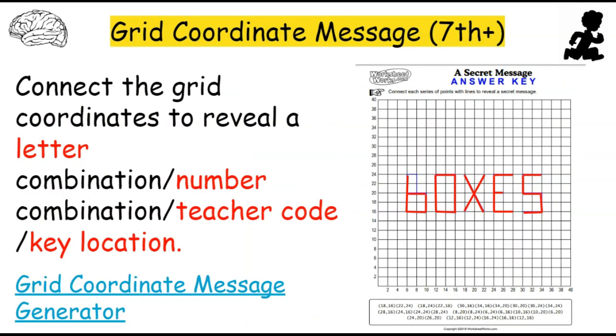Grid coordinate message is a 7th grade and above appropriate puzzle. It's considered kinetic because you're going to be drawing lines onto the piece of paper. You connect the grid coordinates to reveal a letter combination, number combination, teacher code, or key location.